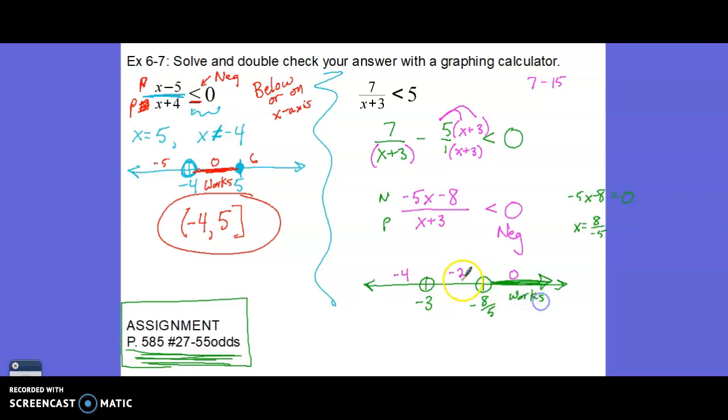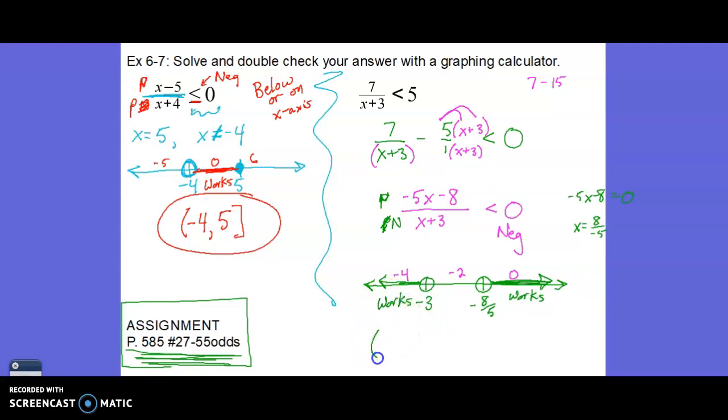But when I try -2, well, -5 times -2 is positive 10, minus 8 gives me a positive, and in the denominator, -2 plus 3 is a positive. A positive divided by a positive is positive. This one does not work. And if you try this last one, it will work. Let's verify. -5 times -4 is positive 20, minus 8 is positive 12. -4 plus 3 is a negative, and a positive divided by a negative is negative. So this section works as well.